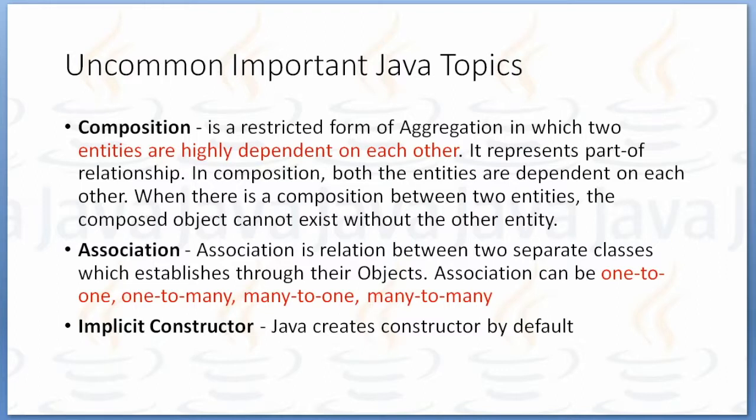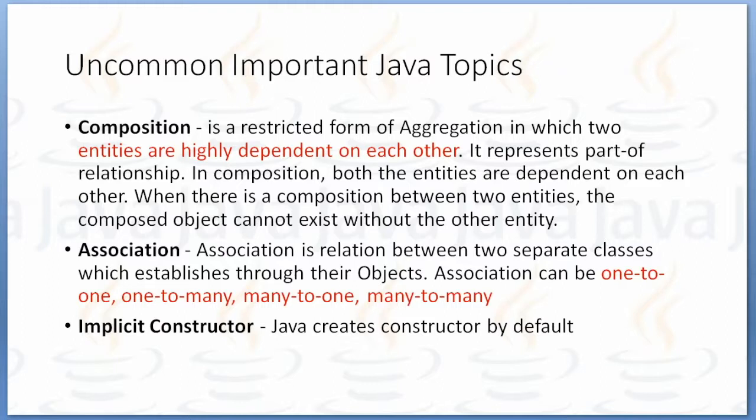Uncommon, important Java topics. Composition is a restricted form of aggregation in which two entities are highly dependent on each other. It represents a part-of relationship. In composition, both entities are dependent on each other. When there is a composition between two entities, the composed object cannot exist without the other entity. Association. Association is a relation between two separate classes which is established through their objects. Association can be one-to-one, one-to-many, many-to-one, many-to-many.